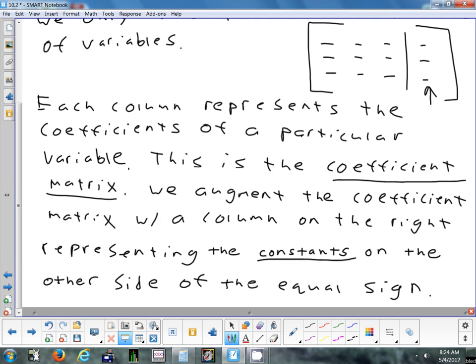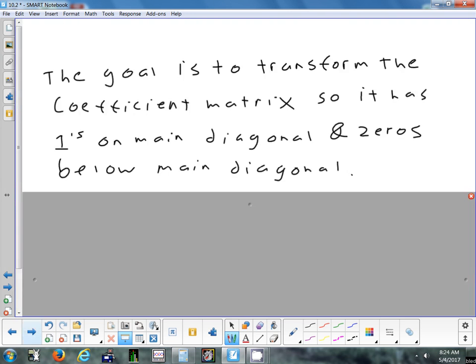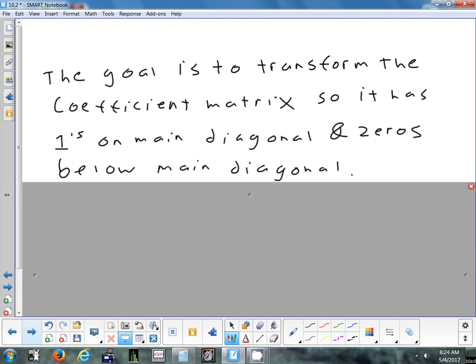Okay, so any questions on that column that we're going to add onto the coefficient matrix? All right. So now that we've set this up, there's a lot of different ways you can use it. Okay, the way we're going to use it is this method.